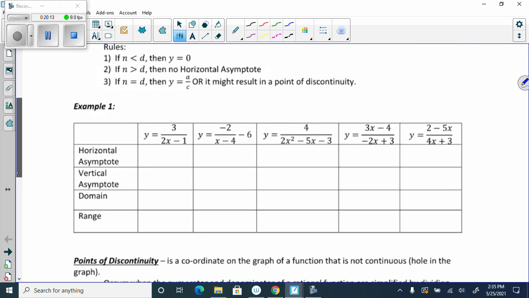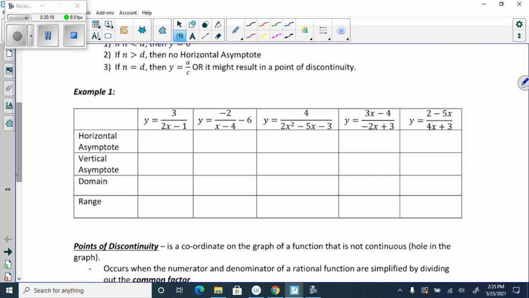What we're going to do first is go to here, and find all of the vertical asymptotes. Okay? So the vertical asymptotes come from the denominator. So here, this one is 2x minus 1. So all I would do is go 2x minus 1 can't equal 0.